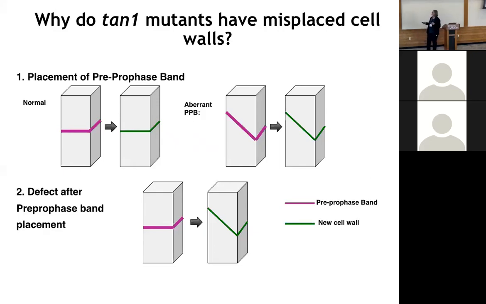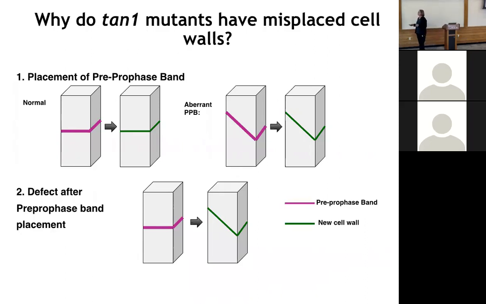Sorry, guys. If you form the pre-prophase band in the wrong location, then you'll have new cell wall formation also in the wrong location. So what am I talking about with wrong location here? This pre-prophase band doesn't minimize this surface here. It doesn't predict a minimal division. So that's what I mean when I say aberrant pre-prophase band formation. It still separates them into two equal daughter cells, but that's not enough.